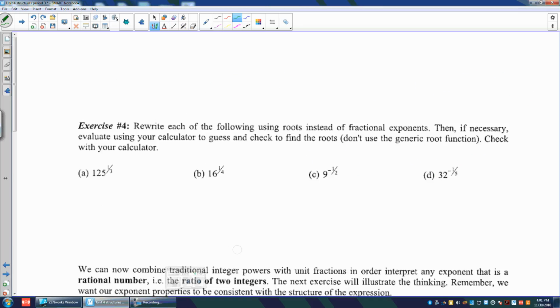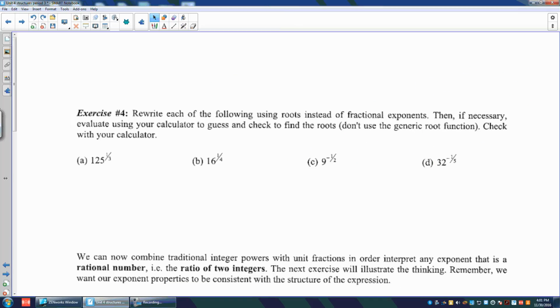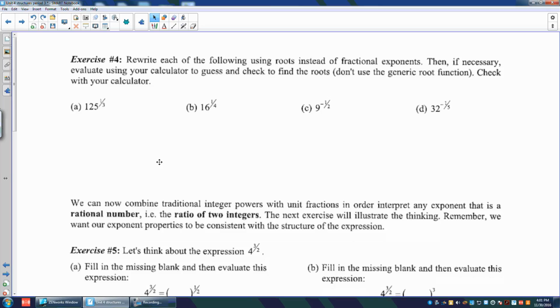On the next page, rewrite each of the following using roots instead of a fractional exponent. Then, if necessary, evaluate using your calculator to guess and check to find the roots. Really? Guess and check? I don't think so. No guessing.